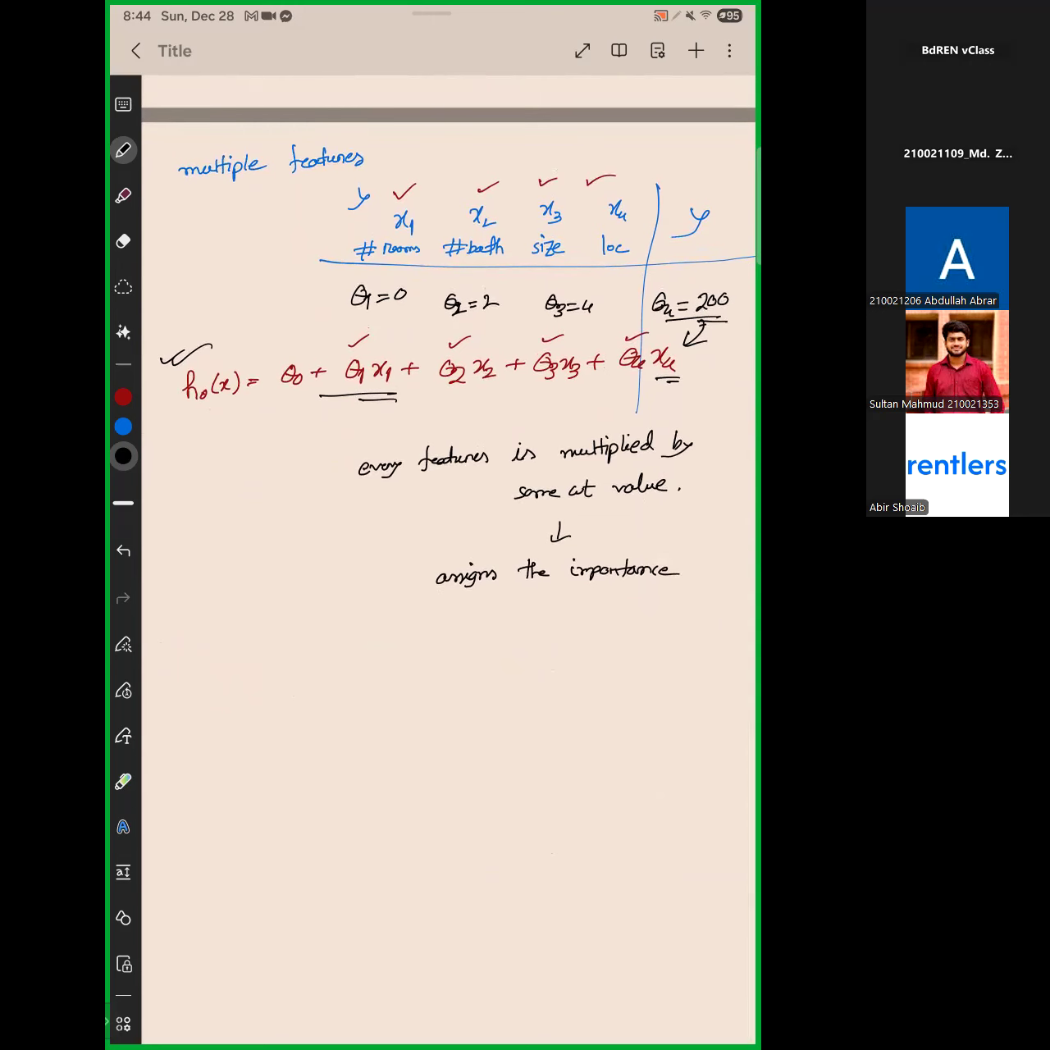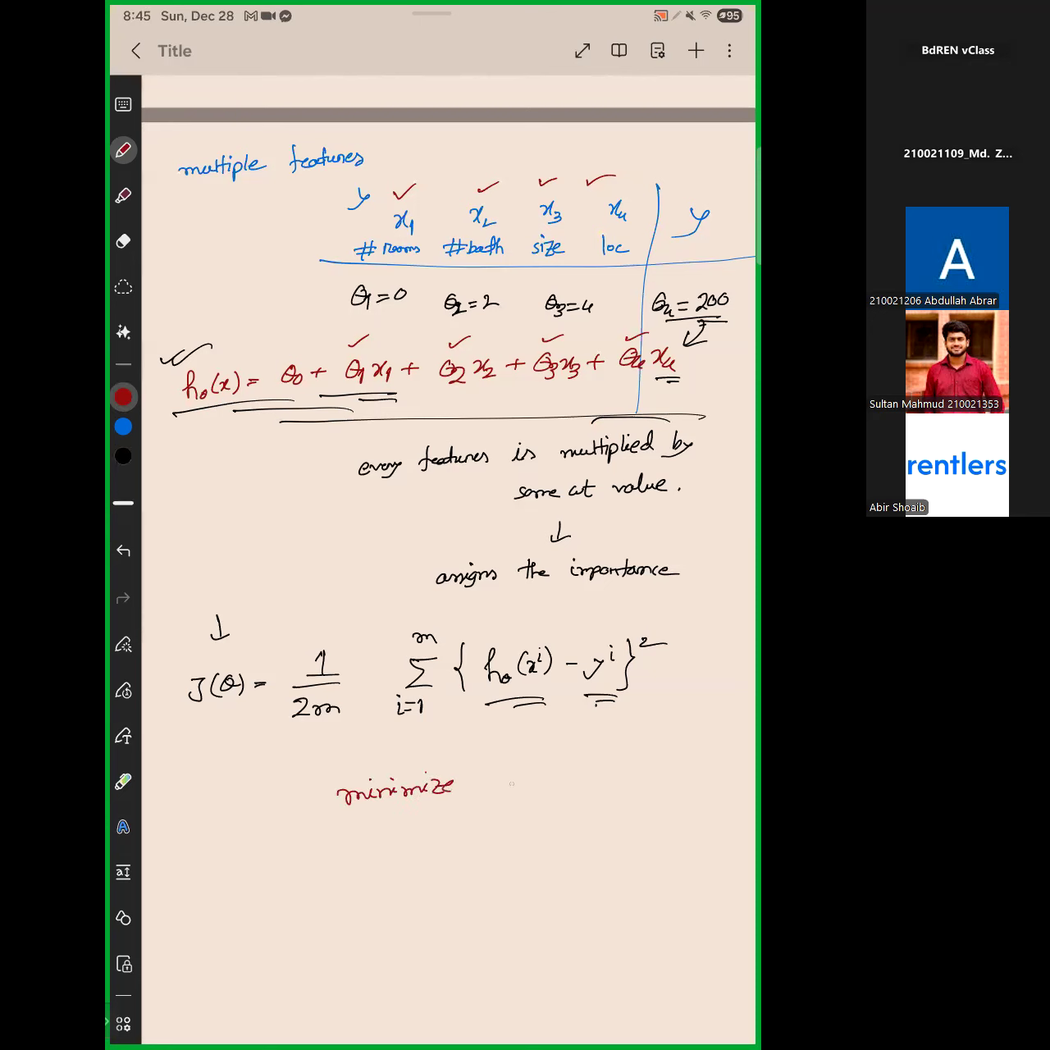Then what do we do? When we have the hypothesis function, we define the cost function, or J theta. The cost function is basically the average: 1 divided by twice m, summation i equals 1 to m, of the prediction value for every point minus the original value, squared. This is the prediction value that we get from this equation, and the original value from the training data that we have. The difference is squared, so it gives you the error, and our goal is to minimize J theta.